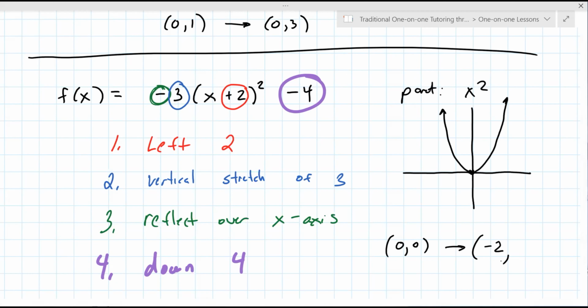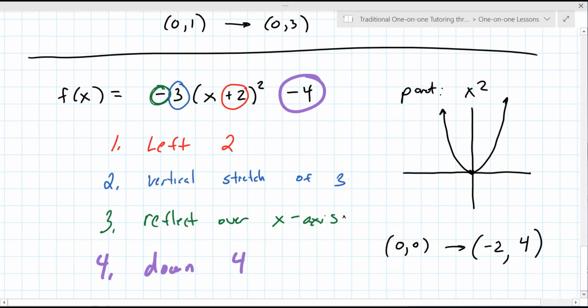My question is for vertical stretch of 3. You're stretching the value of 0, which is a little weird, but you can't stretch 0. So it just stays the same. You can't stretch it and you can't reflect it, but you can move it down 4. So I move it down 4 units vertically.